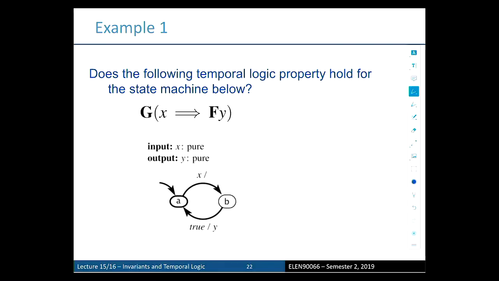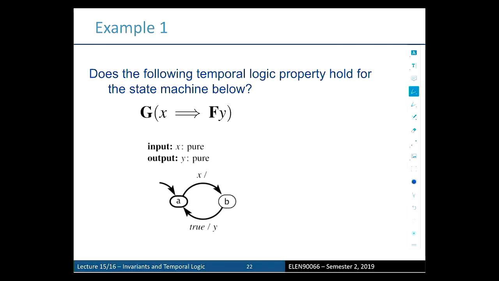It's because if X occurs, state A goes to state B, and output goes to B, and then it's always true that Y is going to occur to go back to A. Okay. The idea is correct, but you really used wrong words for it.